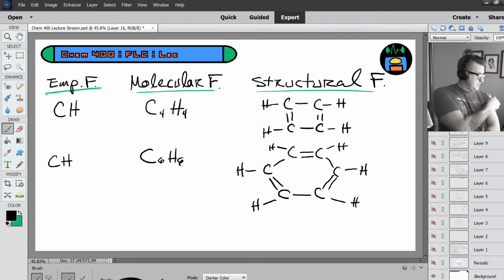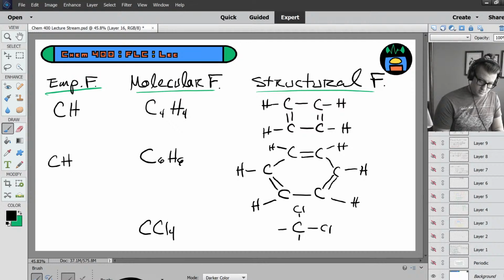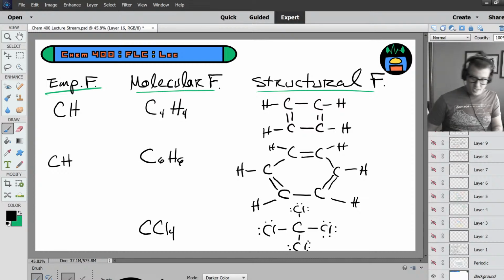That can totally happen. Another thing you should be aware of is the empirical formula and the molecular formula are not necessarily different. For example, carbon tetrachloride, CCl4, is a molecule with 1 carbon and 4 chlorines. Its structural formula looks like this. Sorry, it takes a little bit to draw in all the lone pairs. All right, that's the structural formula.